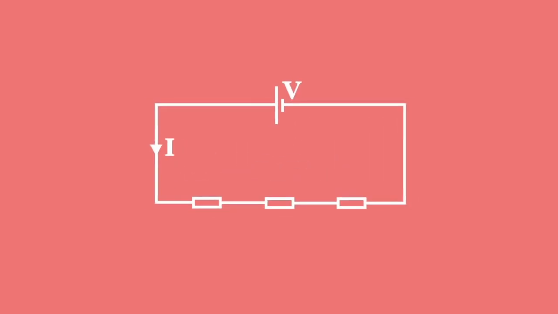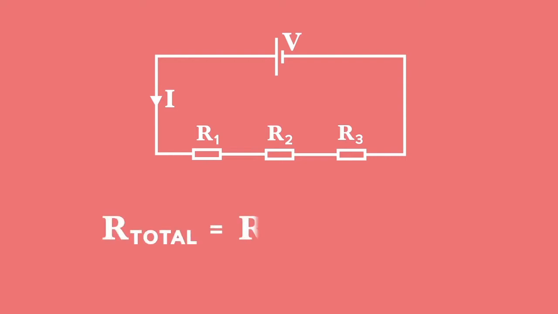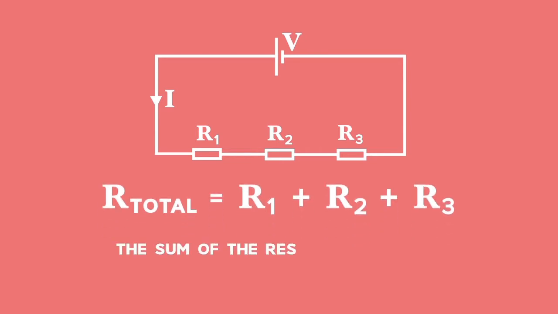When we think about resistors in series, there's only one path to follow. Thus, we add the resistance values to get the total resistance. This is the equivalent of a single resistor that can replace all other resistors in series. The equation for resistance in series is given by R total equals R1 plus R2. We can think of this as the total resistance in a series circuit being the sum of the resistances of all the components.